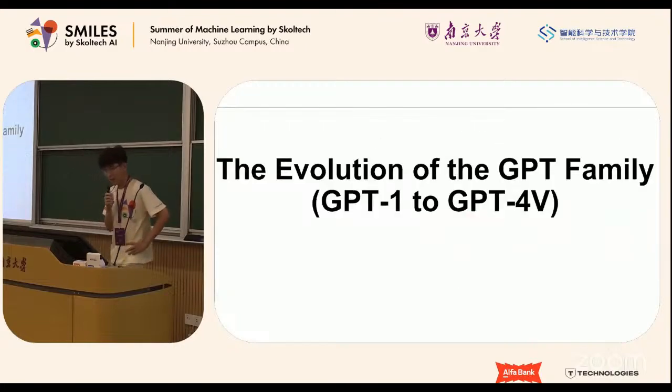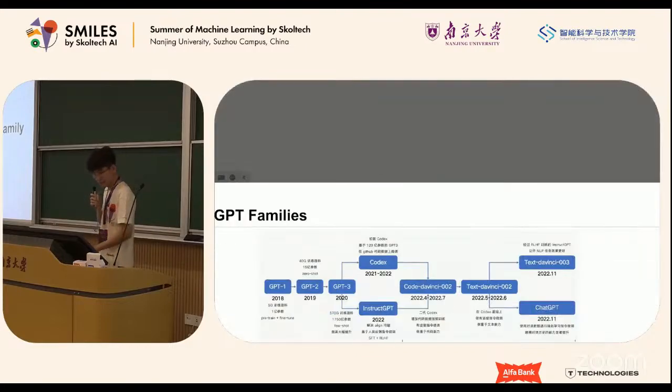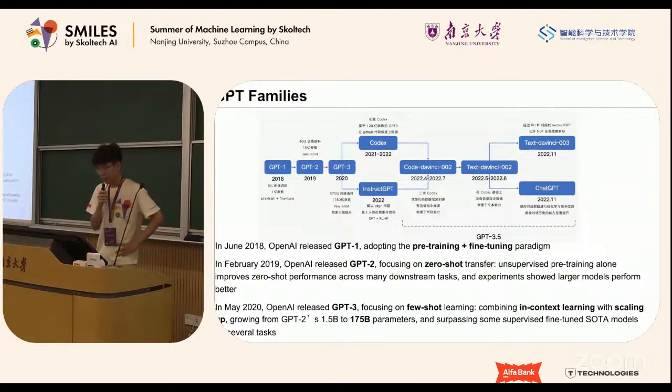Now, let's explore the evolution of the GPT family, tracing its development from GPT-1 up to GPT-4, which established the foundation for existing conversational and multimodal AI. Here is a timeline of GPT family evolution.